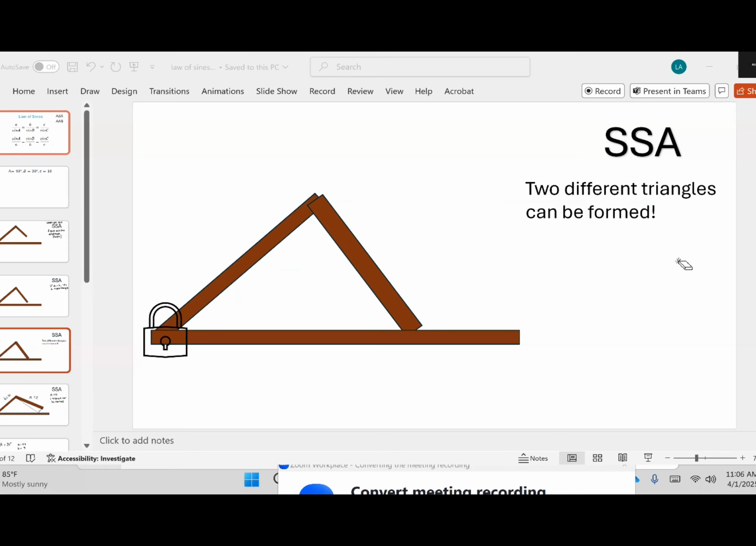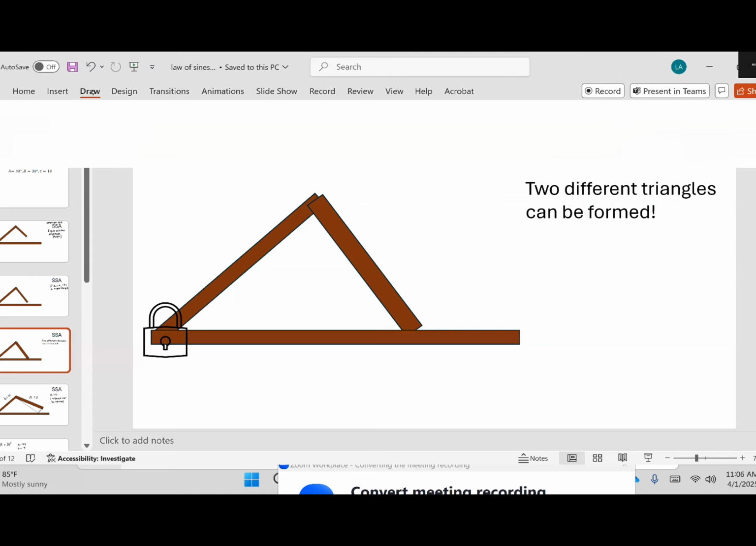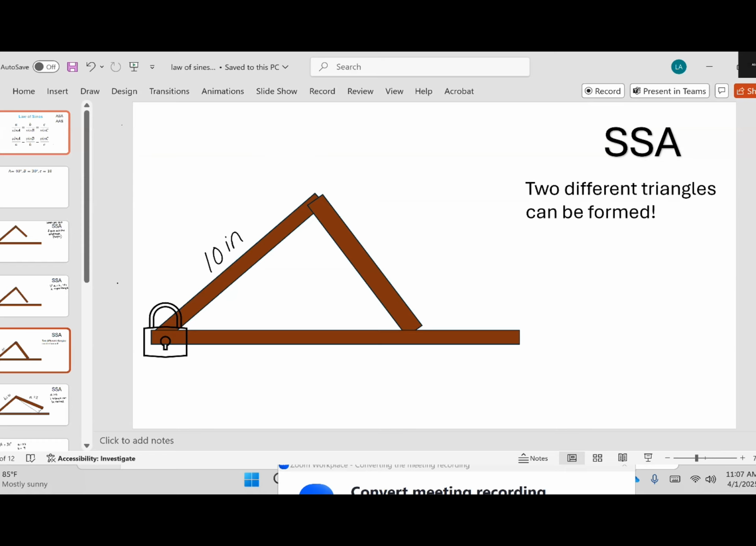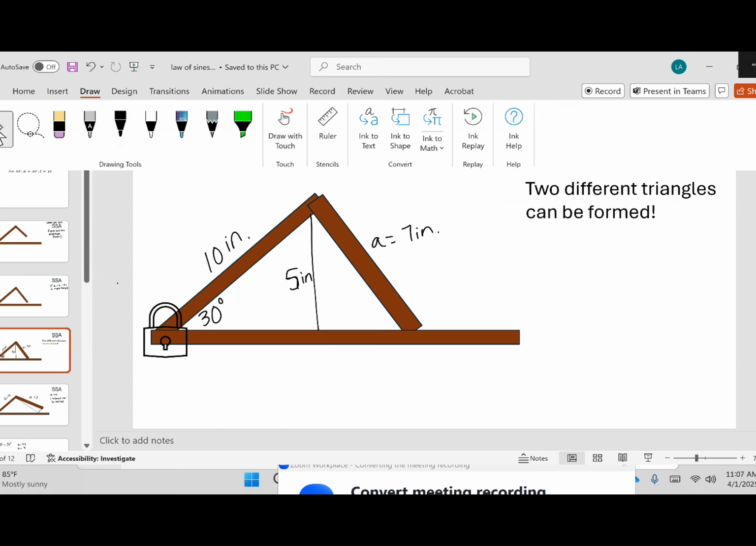Okay, here's my next example. I'm going to tell you that this is still 10 inches. This is still 30 degrees, and my height is still 5 inches. Okay, now let's say that A this time is equal to 7 inches. Remember, this 10 inches and this 7 inches will not change. That was given, it's permanent. This angle will not change. However, other stuff can. I want you to look and see what I can do.